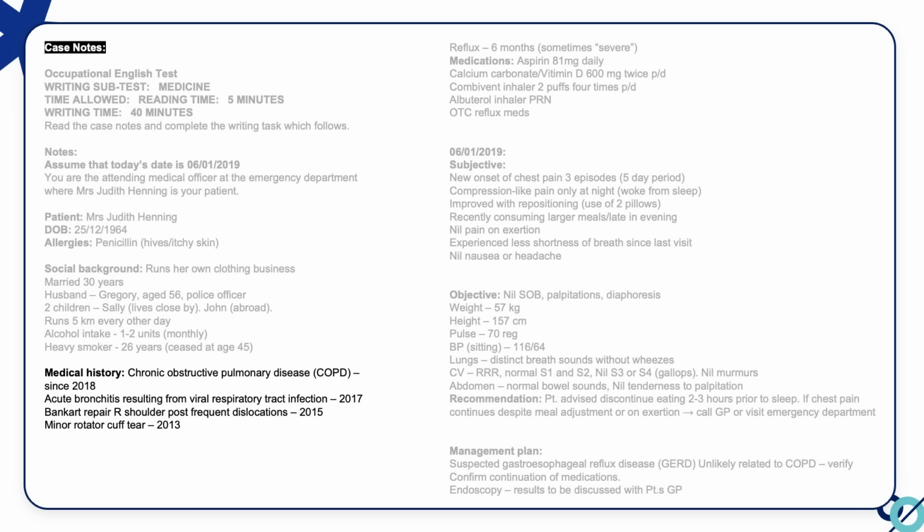Now look at the medical history. We have COPD and bronchitis. These are relevant because we need to distinguish between lung pain and stomach pain. But look here, Bankart repair right shoulder and rotator cuff tear. Ask yourself, is an old shoulder injury relevant to her current heartburn and chest pain? Unless she's taking painkillers for it that hurt her stomach, it's likely just irrelevant clutter.